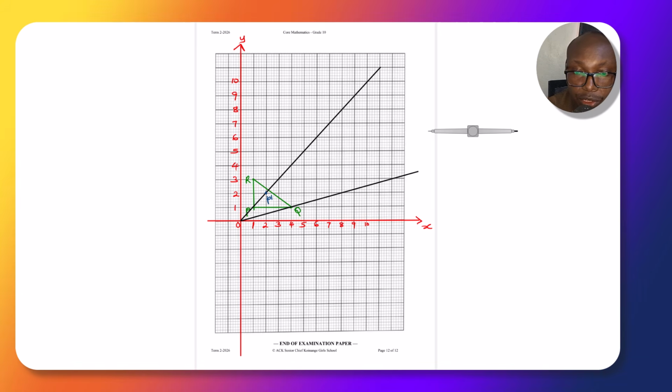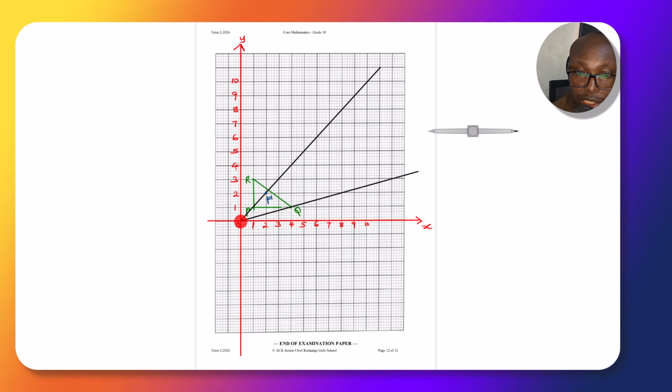Now to get the image of Q, get this distance from O to Q, from the center of enlargement, which is the origin, to Q. Then you double that distance. So you can see these are how many squares? From here we have 1, 2, 3, 4. Because we are enlarging by 2, we are going to get double that distance.